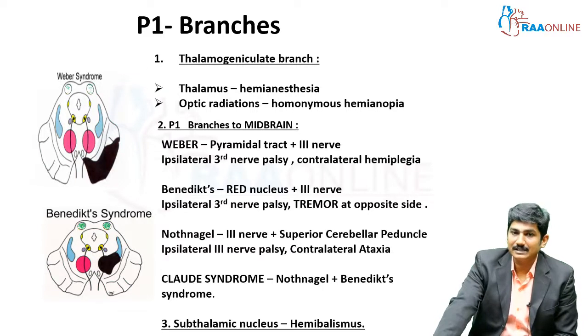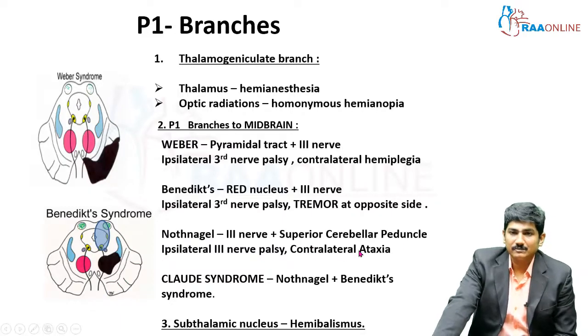Thalamogeniculate branch. Okay. P1 also branches to the midbrain. At the level of the midbrain, the third and fourth nerves are usually there, right? So the third nerve will get affected. Along with that, if the pyramidal tract is affected, the patient will have contralateral hemiplegia. If the red nucleus is affected, the patient will have tremors on the opposite side. If the superior cerebellar peduncle is affected, the patient will have contralateral ataxia.